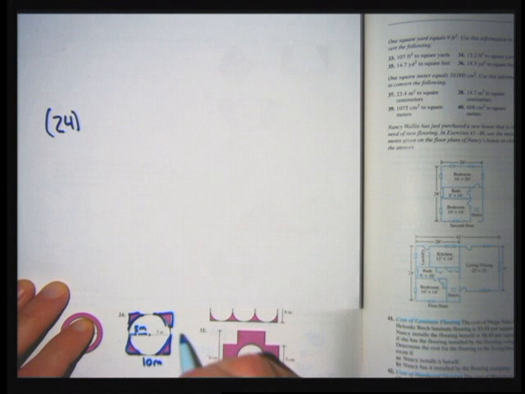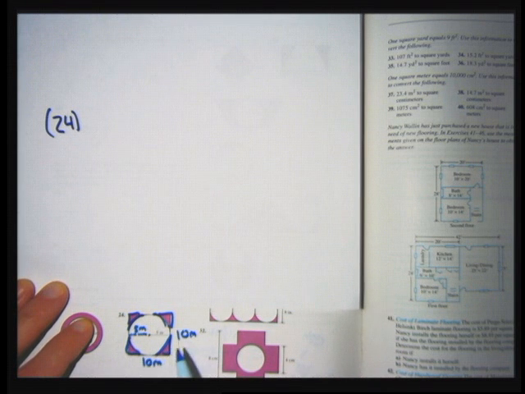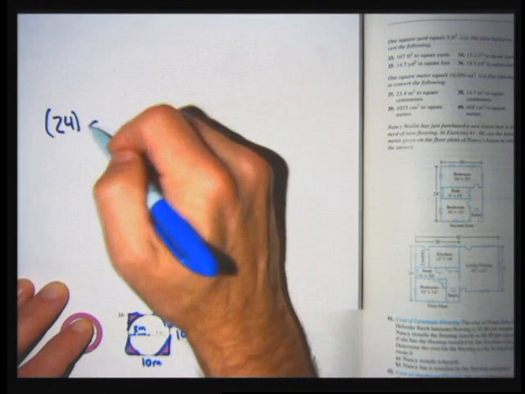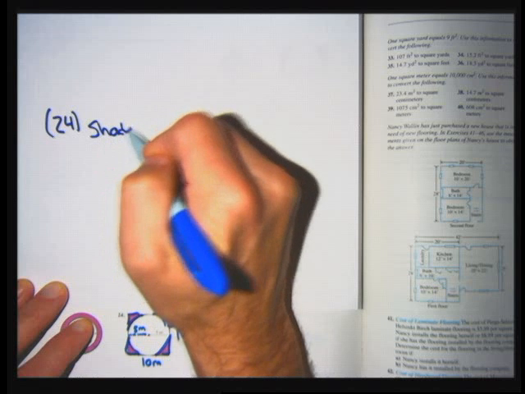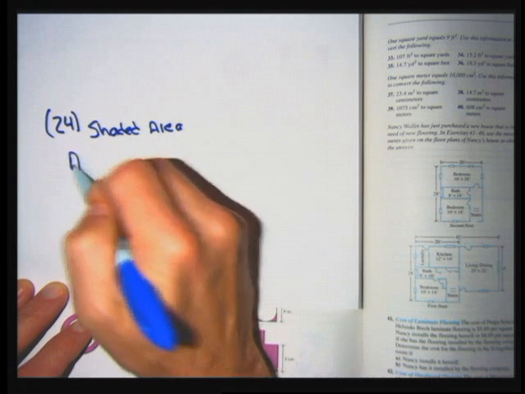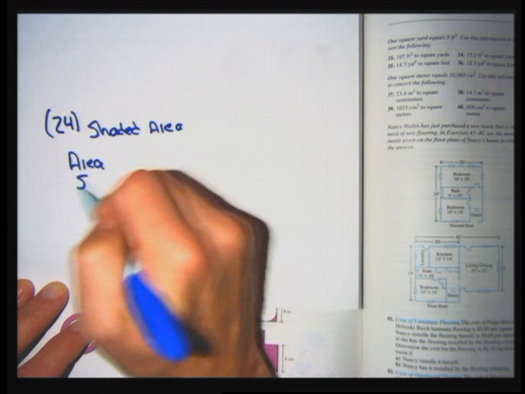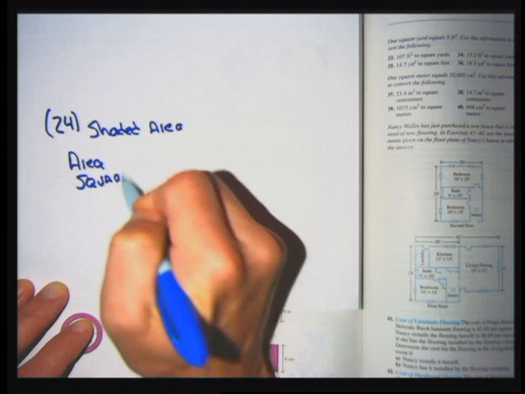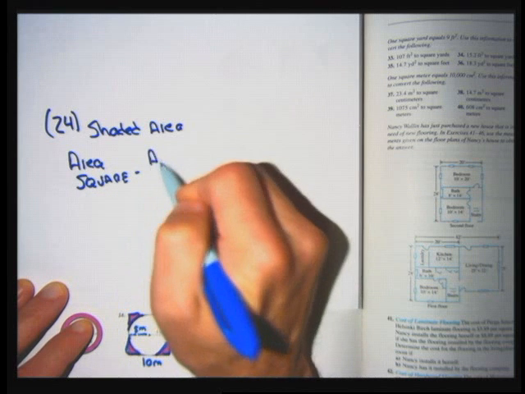diameter of 10 meters because it has a radius halfway across the circle of 5 meters. The whole way across is 10 meters. So this circle has a radius of 5 meters, a diameter of 10 meters. The square, I'm assuming, is a 10 by 10 square. And to get the shaded area, I need to take the area of the square and subtract from it the area of the circle, because that's what this picture shows me.